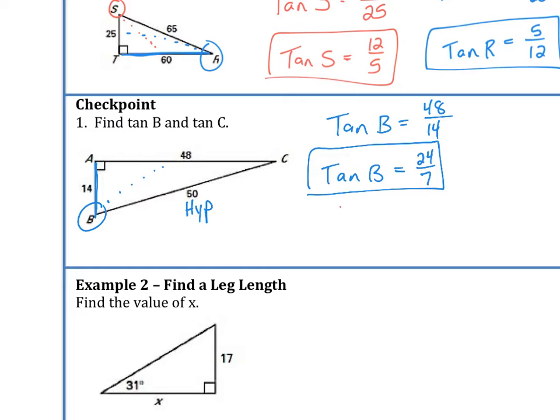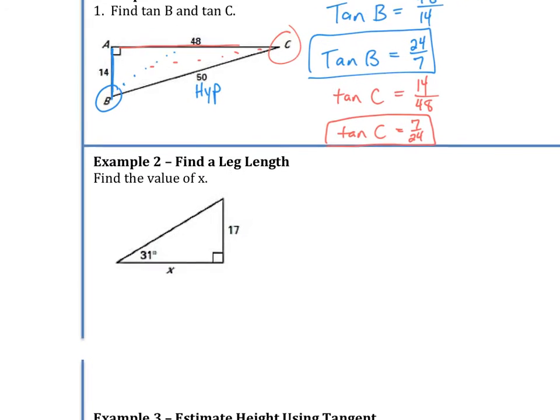Okay, and then we find the tangent of C. Here's C. Opposite C is 14. And adjacent to C is 48. And 14 over 48 can be reduced down to 7 over 24. So that's the tangent of B and the tangent of C.